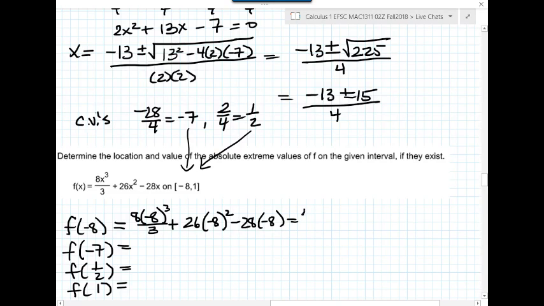Okay, so here's our original function, and now we know that we want to find f of negative 8. And notice that negative 7 and 1/2 are both in that interval, so we're going to check both of those. f of negative 7, f of 1/2, and f of the other endpoint 1. Okay, so plugging in each of these, let's see what we got.